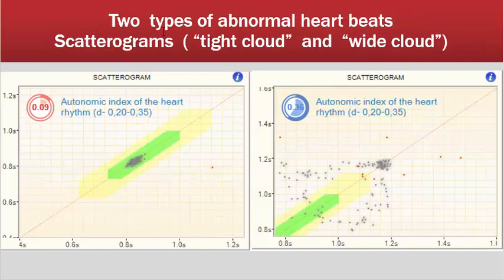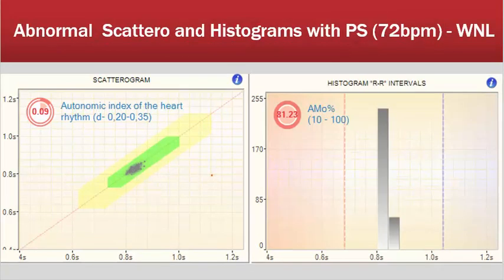Let's see this one. We have two types of abnormal heartbeats and how they look on the scatterogram. One of them is over here, they call it a tight cloud, and it represents more sympathetic dominance. In this one the cloud is very spread out, wide, and this is more with arrhythmia and with a high parasympathetic dominance. This is what the scatterogram and the histogram look like. The histogram is moved more over to the sympathetic dominance, and we see the cloud is more tight.